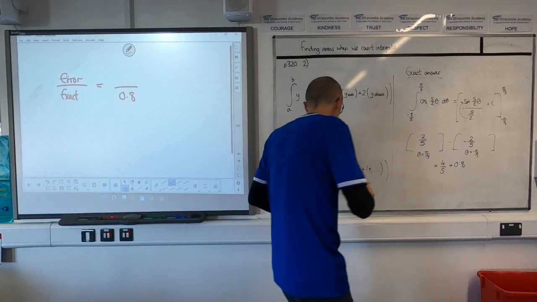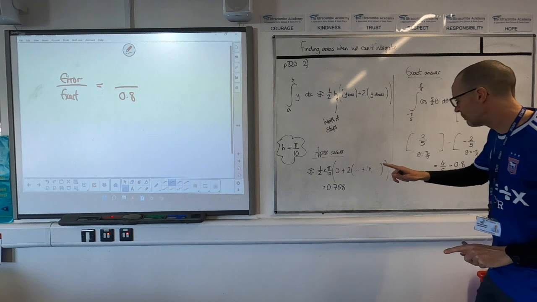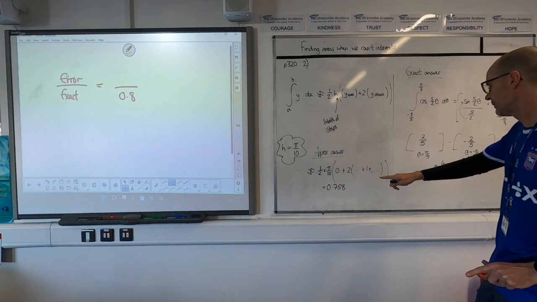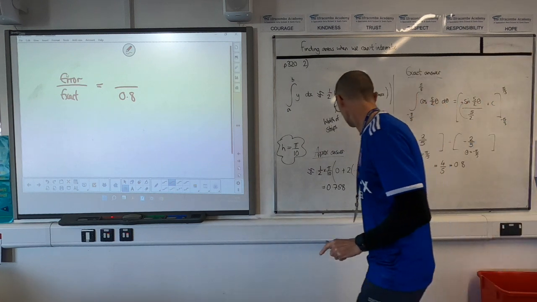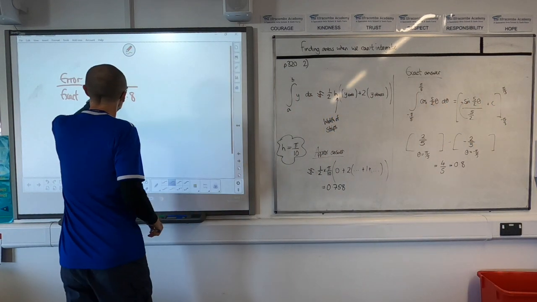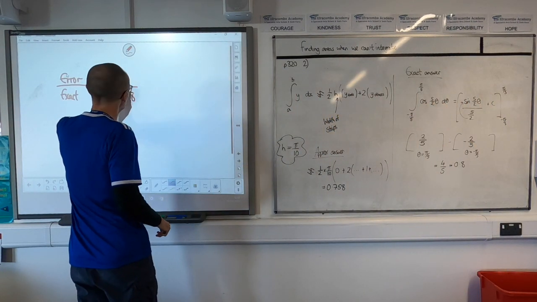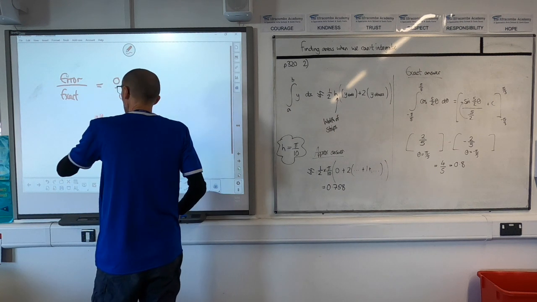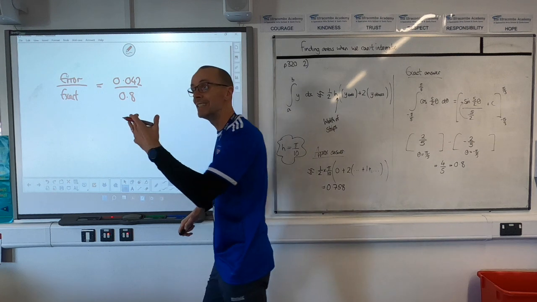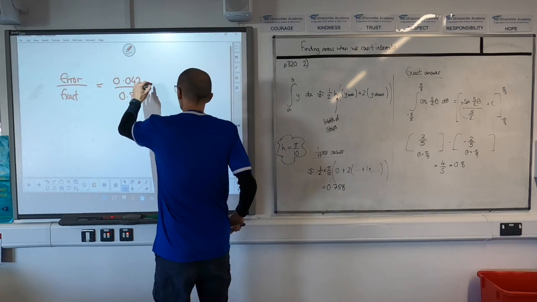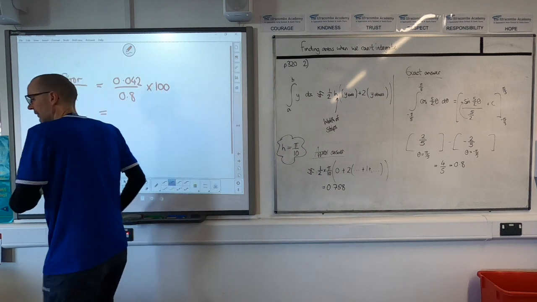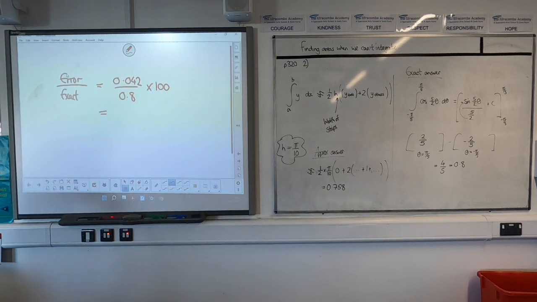How wrong were we? Well, we were 0.042 out. Is that right? Yeah. And that gives it to us as a decimal, and hopefully you realise that multiplying that by 100 would give us the percentage.